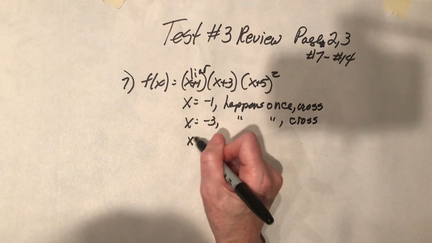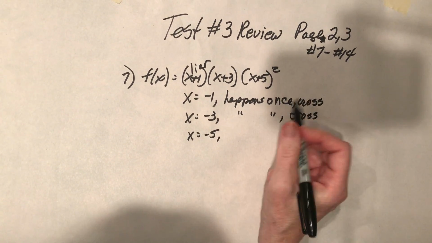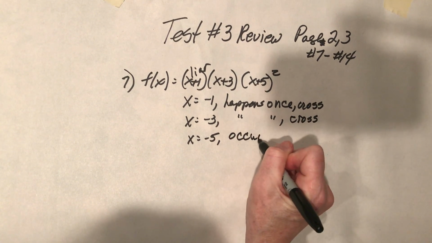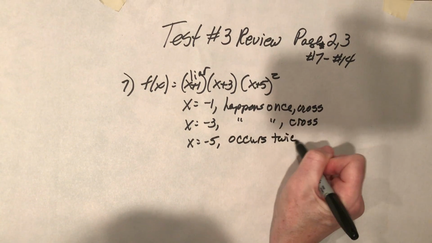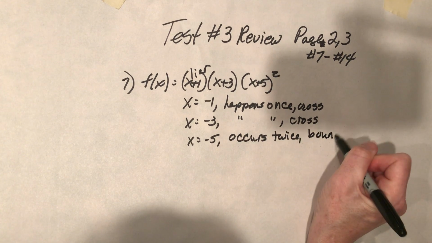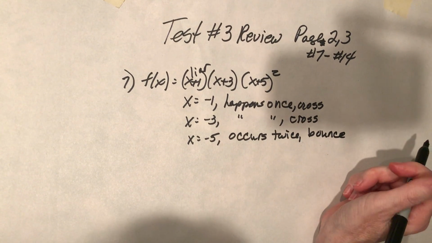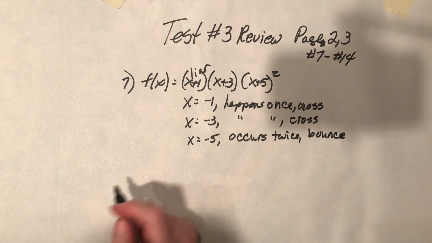The last one, the x is at -5, and because it occurs twice, it's going to bounce when it hits the x-axis. It's going to bounce off of it.